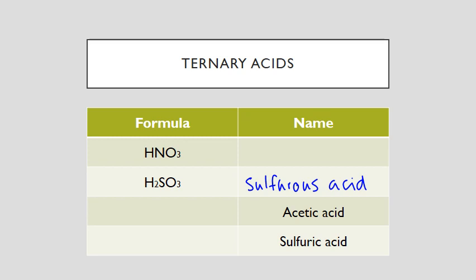I'm just going to go ahead and write these in here really quick just so that you have them. So we had nitric acid, sulfurous acid, acetic acid, and then sulfuric acid. So there we go. Now we have all of our examples written. So that's how you name what are considered ternary acids.